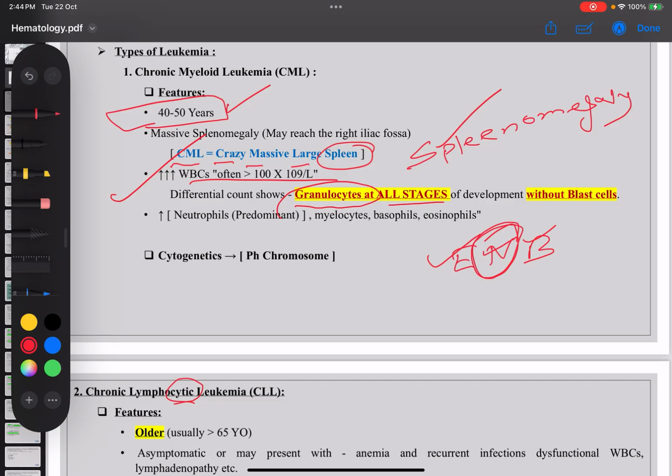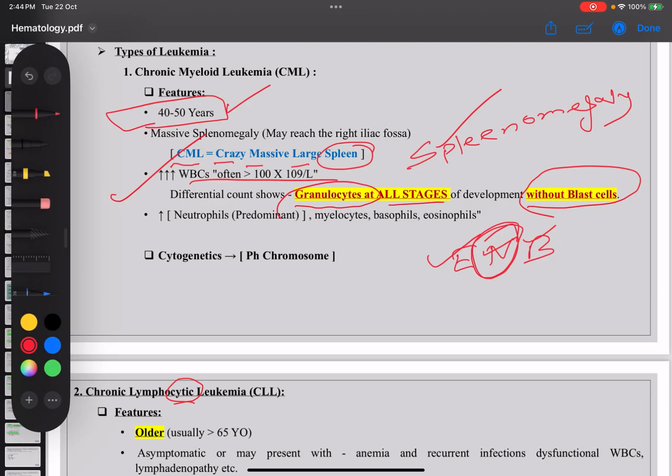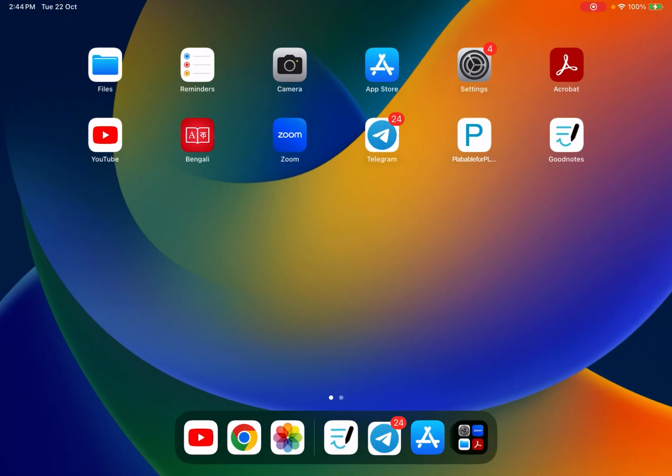But as I'm talking about the chronic case, there will be no blast cell. We find blast cells in the acute case. In the chronic case, we find mature cells. Another thing, cytogenetics: you'll get the Philadelphia chromosome. So what does it mean?